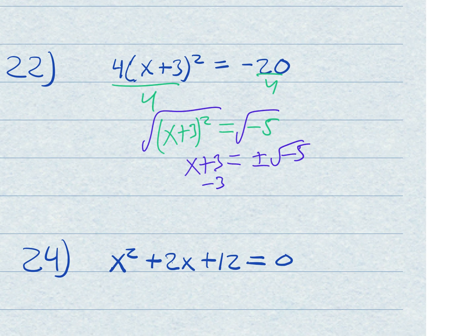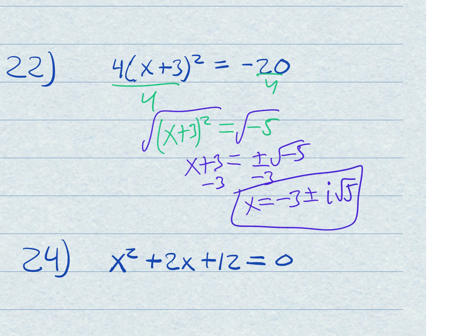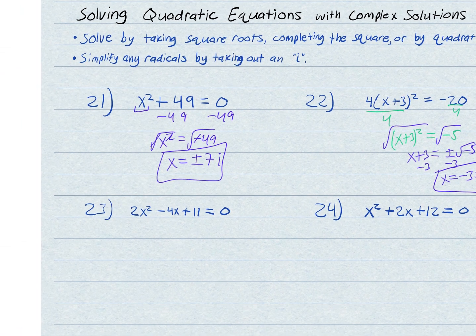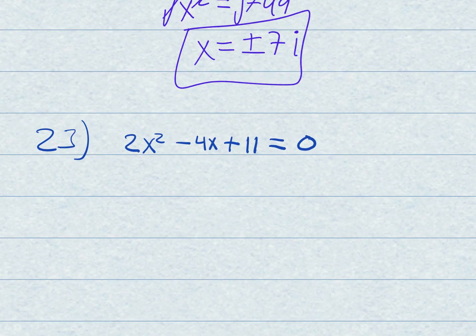And then you want to subtract 3 on both sides. So we get x equals negative 3 plus or minus the square root of negative 5, which becomes i square root of 5. All right. And then 23, we can solve it any method we want.